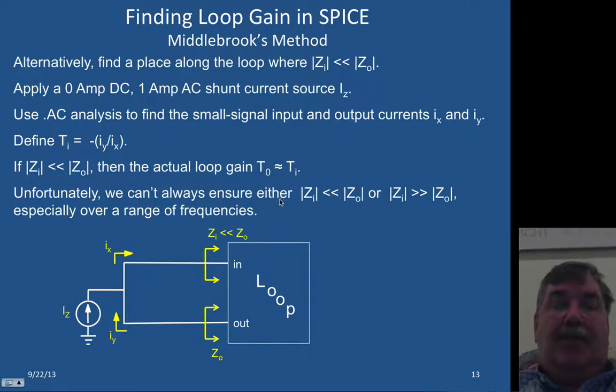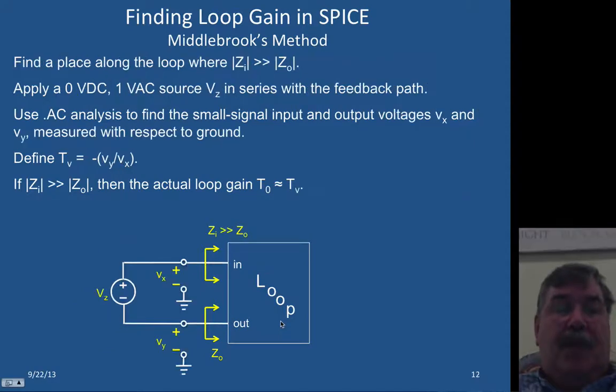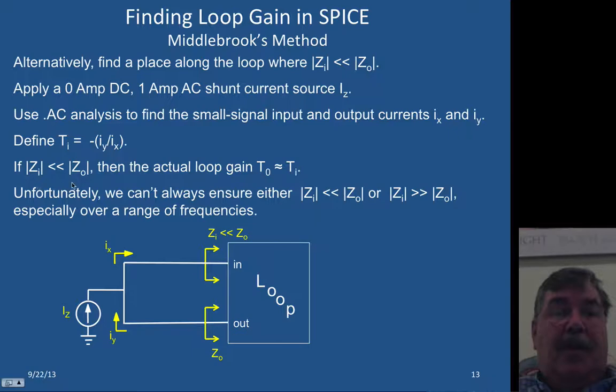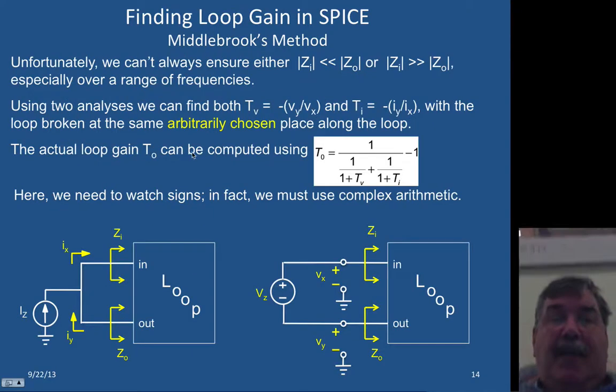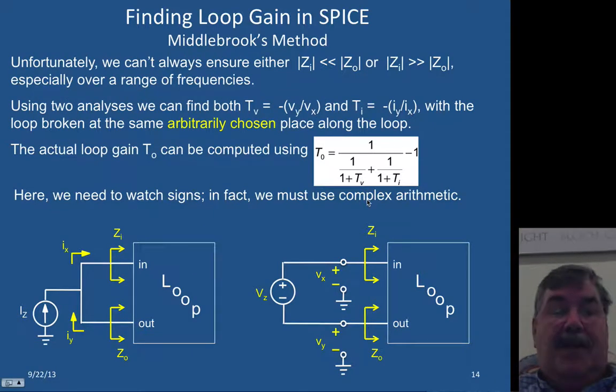Now, in general, it's not easy to know that either one of these conditions holds, especially over all frequencies. So by themselves, these aren't so good. So the idea of Middlebrook's method is you make 2 copies of the circuit. You use one of them to get the T sub V. You use the other one to get T sub I, and then you combine them by this complicated formula.